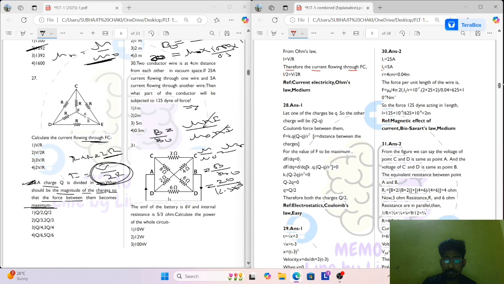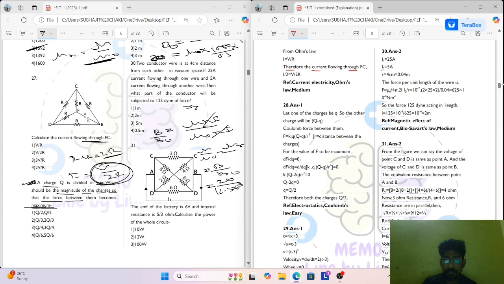if you differentiate it with respect to the charge, you will get the maximum value. So dF by dq equals 0. That means d by dq of k q(Q minus q) by r square will be equal to 0. Let me write this: k(Qq minus q square) by r square, differentiated with respect to q. So for the small q this will be 1, the capital Q will remain. For the q square this will be 2q.